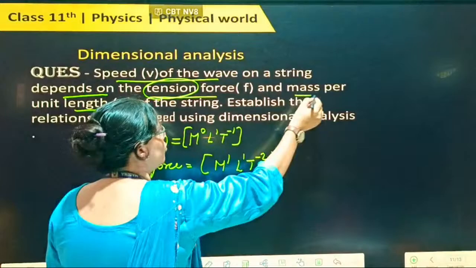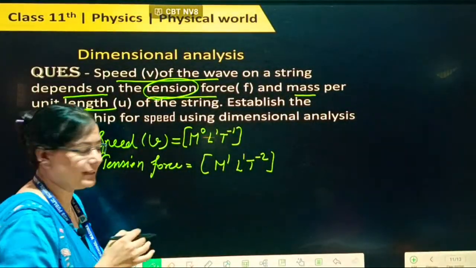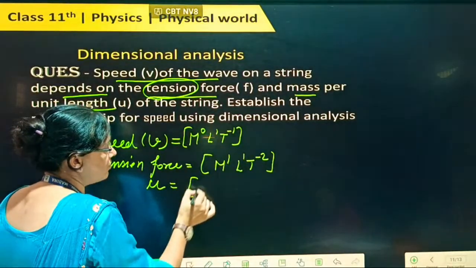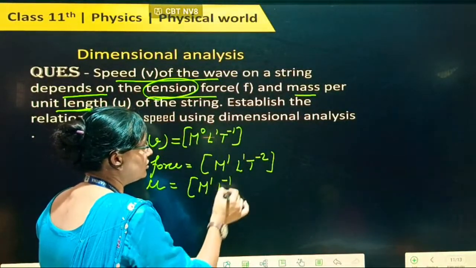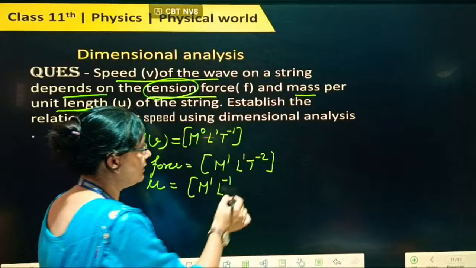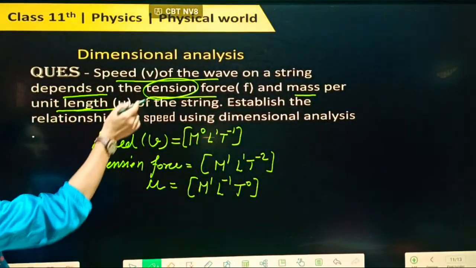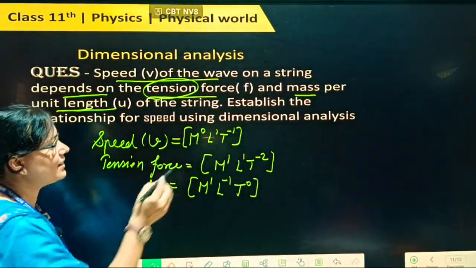Next, it depends upon the mass per unit length, not only mass. How do we write its dimension formula? Mass is there per unit length, so we take the inverse of length: M^1 L^-1 T^0. These are the dimension formulas of each quantity given in our question. Now read the next line.